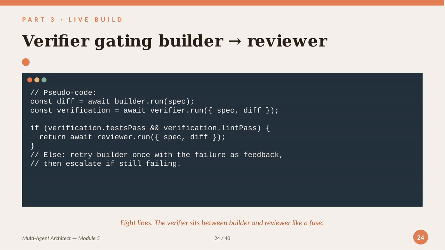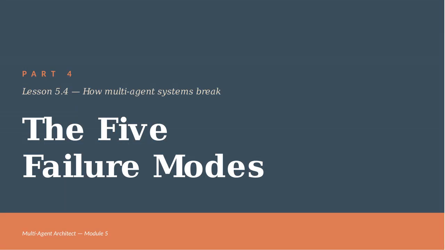The first time the builder produces a subtly broken diff and the verifier catches it before the reviewer sees it, you'll know it was worth it. The verifier sits between builder and reviewer like a fuse, invisible when everything works, essential when anything goes wrong. Part 4. The 5 failure modes. The breakage patterns you'll see again and again in production multi-agent systems.